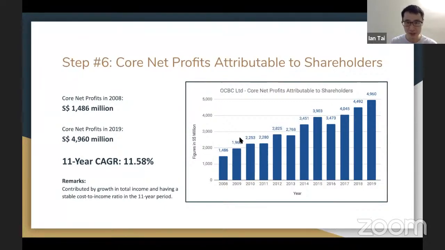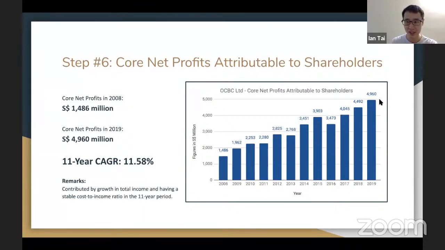And when it comes to shareholders' earnings, this is how it looks for OCBC Bank. As you can see, it has increased its core net profits from 1.5 billion Singapore dollars in 2008 to 5 billion in the span of 11 years, where the compound annual growth rate is 11.6% per annum.